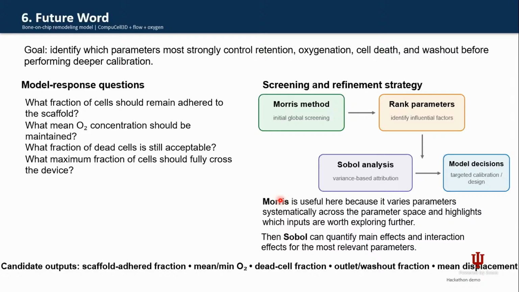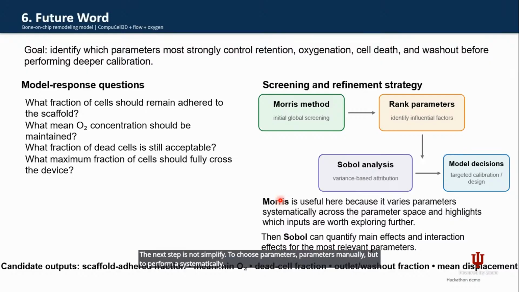As future work, the next step is not to choose parameters manually, but to perform a systematic sensitivity analysis. We want to answer practical questions such as what fraction of cells should remain adherent to the scaffold, what mean oxygen concentration should be maintained, what fraction of dead cells is still acceptable, and what maximum fraction of cells should fully cross the device.